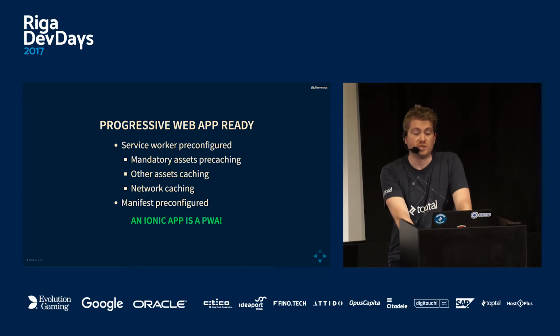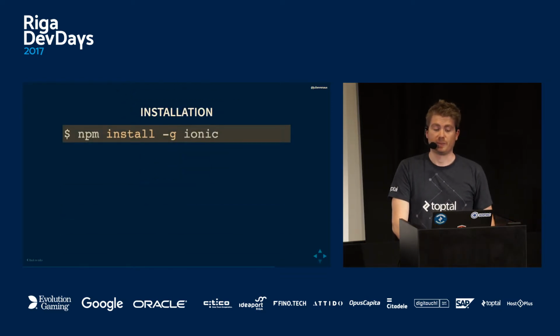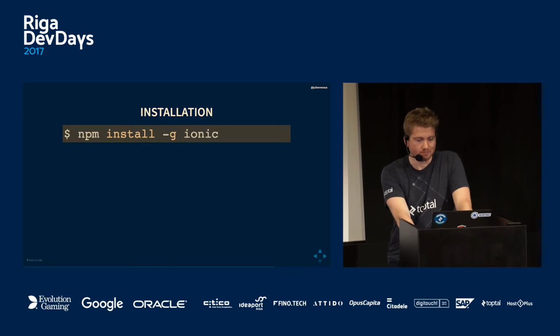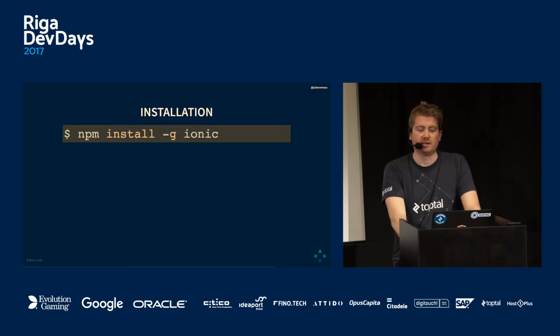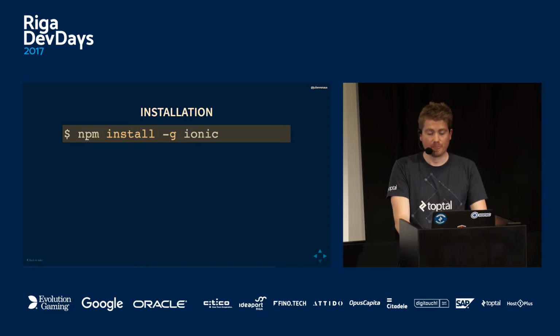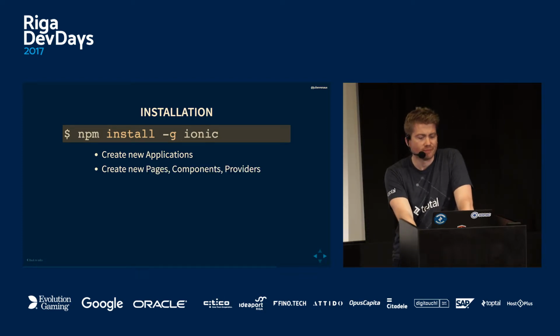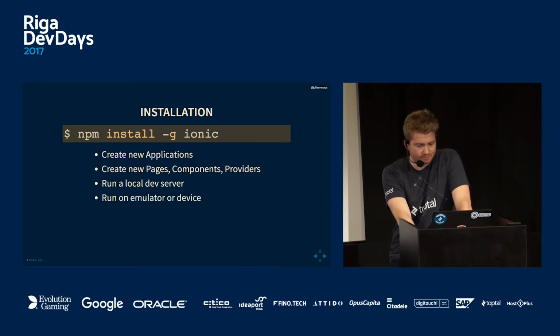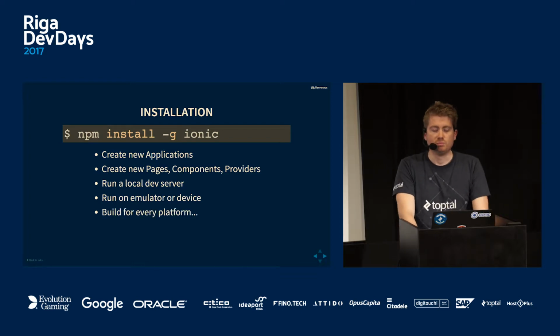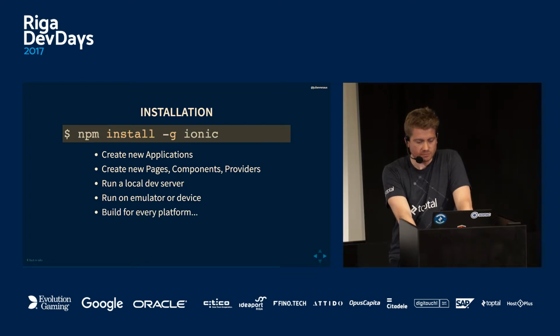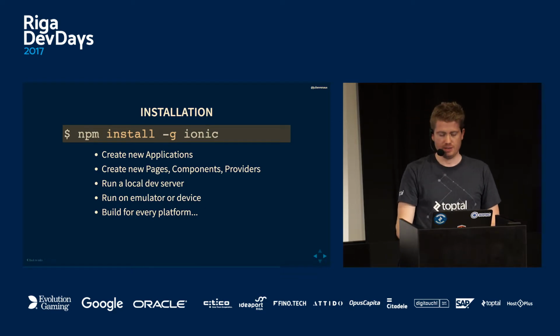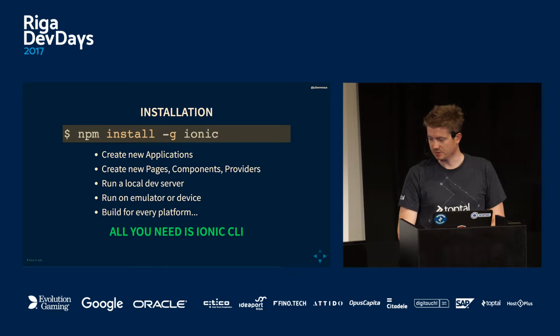To install Ionic on your machine, we first need to install the Ionic CLI. It can be installed globally with this command. And the CLI helps you create new applications, and can help you create new pages, components, providers, etc. It can run a local server. It can run the app on the emulator or directly on device. And it allows you to build on every known platform as well. As you can see, all you need is the CLI. I'm going to show you that right now because it's demo time.